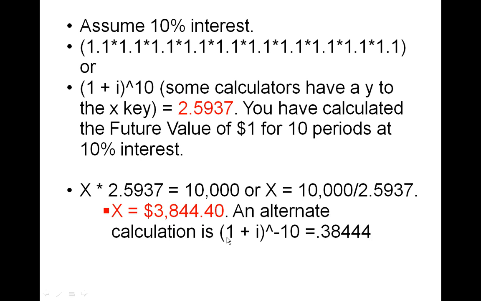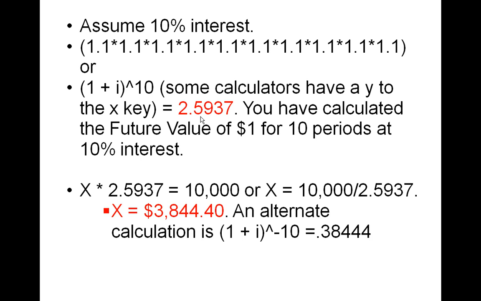Now, an important point that I want you to focus on in looking at your tables is this future value money factor and the present value money factor. These are inverses of one another. So 1 divided by 2.5937 equals 0.3844. And 1 divided by 0.3844 equals 2.5937. You should be able to find these numbers on your tables. So if you have one, you can automatically calculate the other.